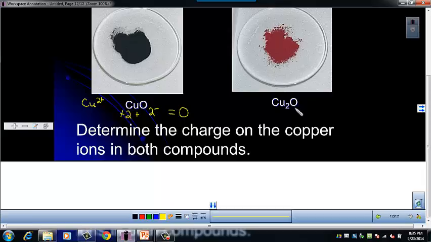We have to look at this one. It's a little bit different because there are two coppers. Again, we know that this oxygen is a 2-, but we've got this copper, and overall there needs to be a +2 charge in order to make that a neutral compound. But if we have two coppers, then each one is going to be a 1+. So the copper in this red oxide is Cu with a 1+ charge.